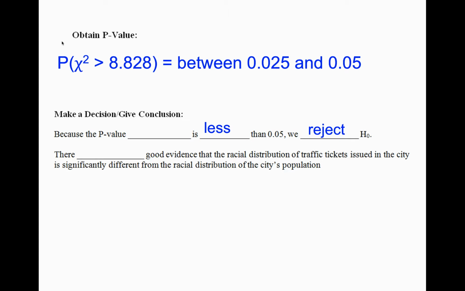So if we reject that, that means that there is good evidence that the racial distribution of traffic tickets issued is different from the racial distribution of the city's population. And that tells us that probably what's happening is one group is being issued more tickets than they probably should, maybe evidence of racial profiling going on in the police department.